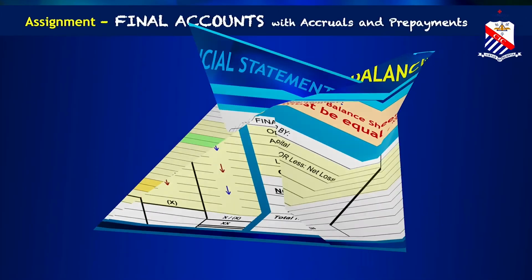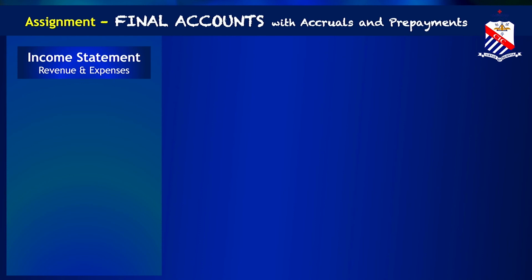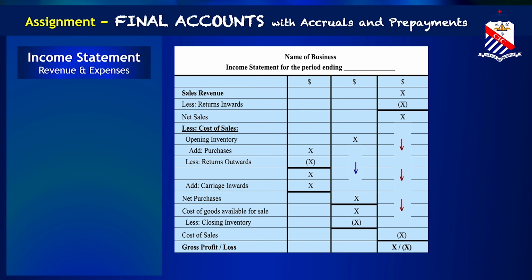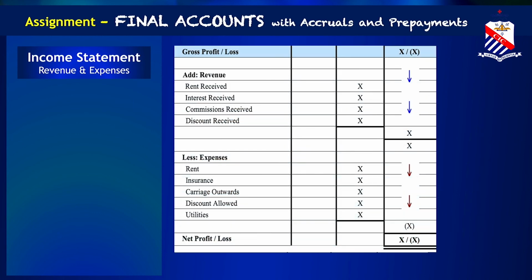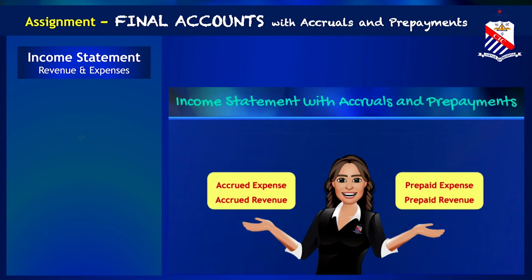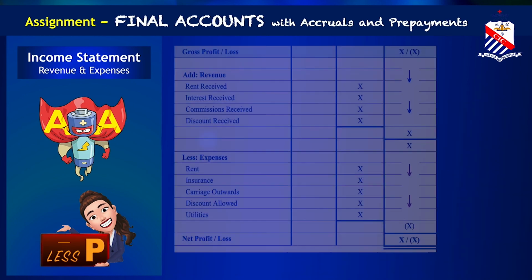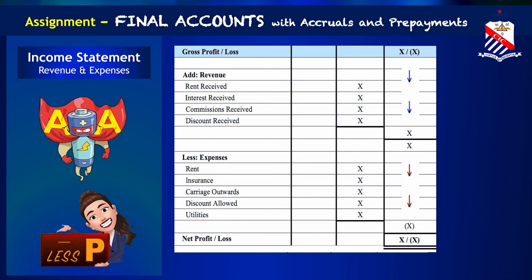When you are asked to do both the income statement and the balance sheet, first you will do the income statement. You start with your first part, which is called the trading section, and you would work out your gross profit, and then you will move on to your revenue and your expenses. And that is where you have to check for your adjustments in terms of your accruals and prepayments. And just remember that you add your accruals and you less your prepayments, you're good. Always show your working in the income statement.